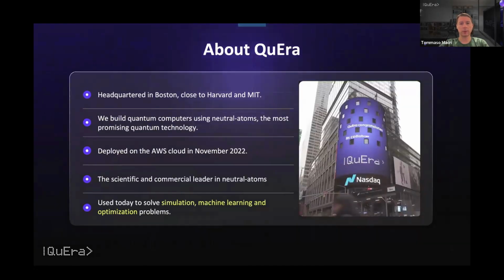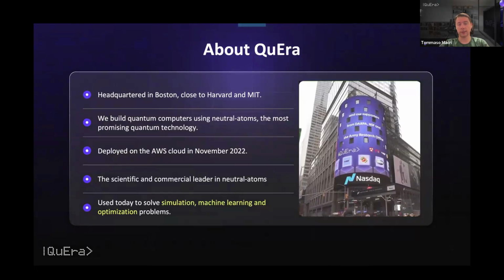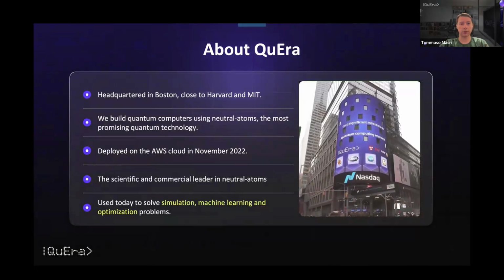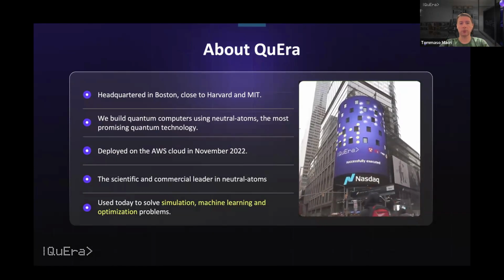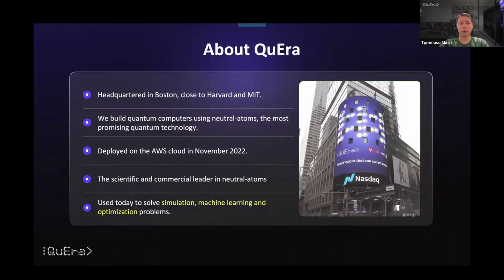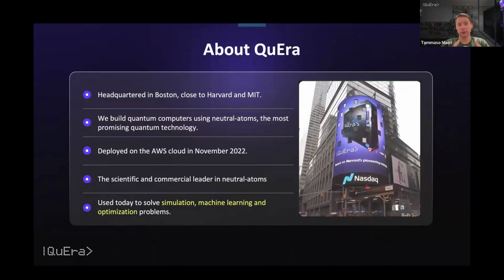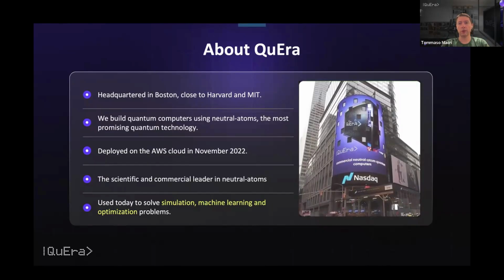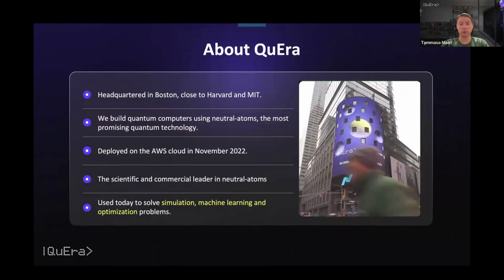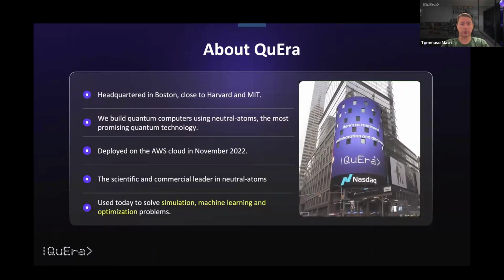Let me first tell you a few words about the company. QuEra is a quantum computing company based in Boston, next to Harvard and MIT, who turn out also to be our very close collaborators. The mission of the company is to build quantum computers based on a specific technology that is called neutral atoms. Neutral atoms turned out to be also extremely promising to realize scalable and fault-tolerant quantum computing, as we will see throughout the presentation. As part of our commercial engagements, we also offered access to our first generation quantum computer on a major public cloud starting in November 2022. And the applications on this specific hardware will be the topic of the presentation by our collaborator Pascal.